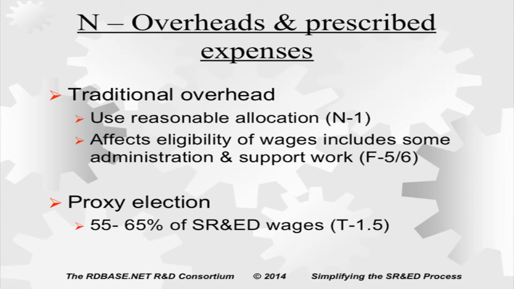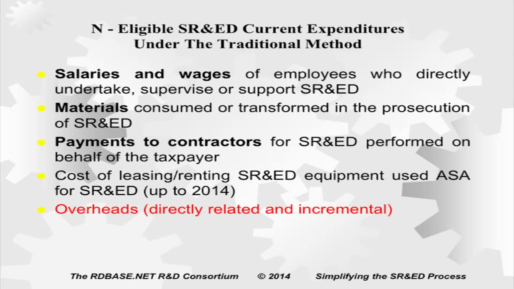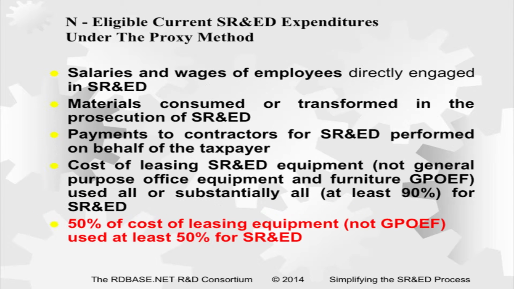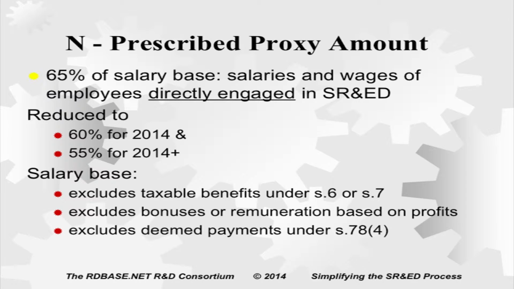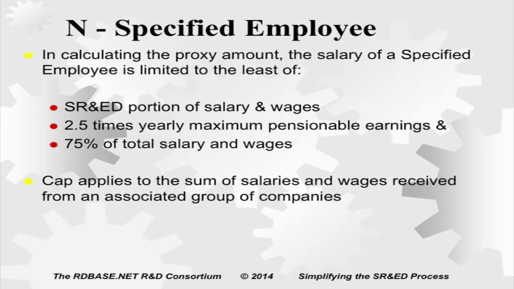Okay. Overhead and prescribed expenses are an interesting bunch here. As we said, you can do the proxy election based on wages, and there's that funny wage calculation of salary base and whatnot. Or you can actually allocate your R&D overhead expenses. The rules are kind of complicated. The rate is reduced. It's down to 55% instead of 65% for 2014 plus.